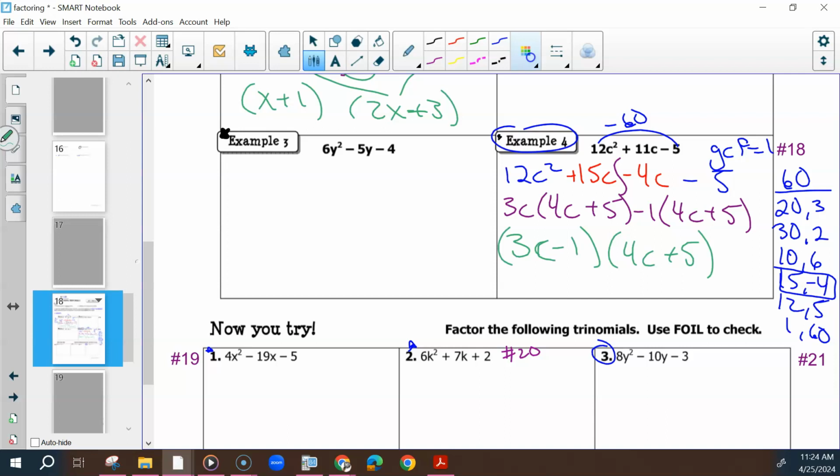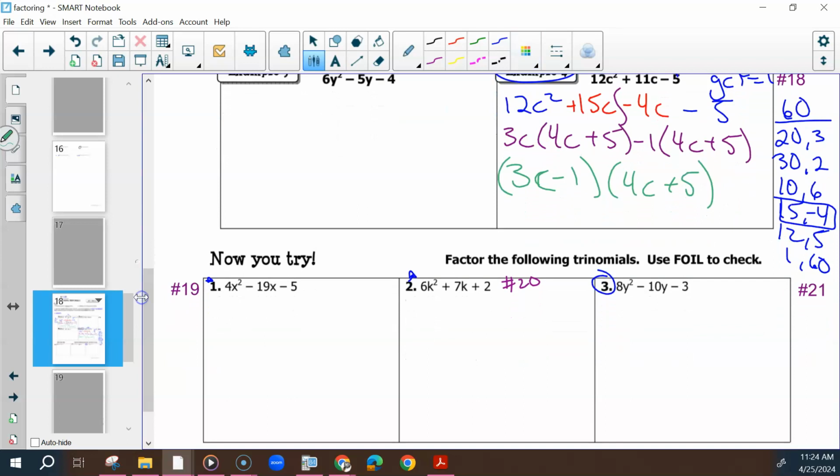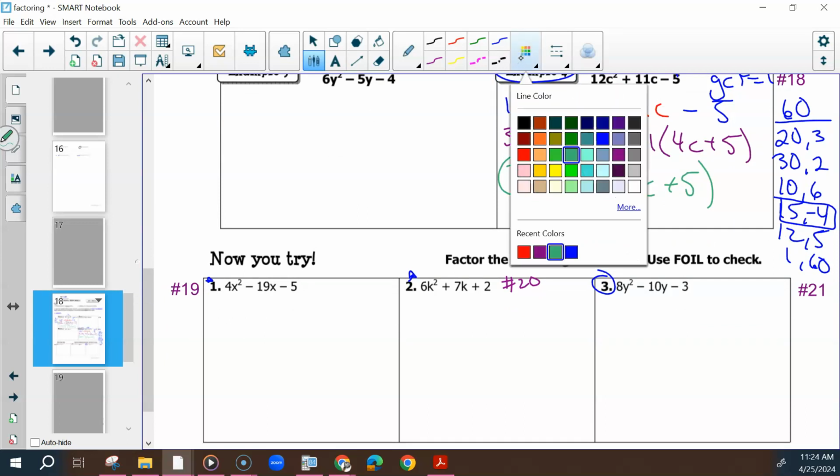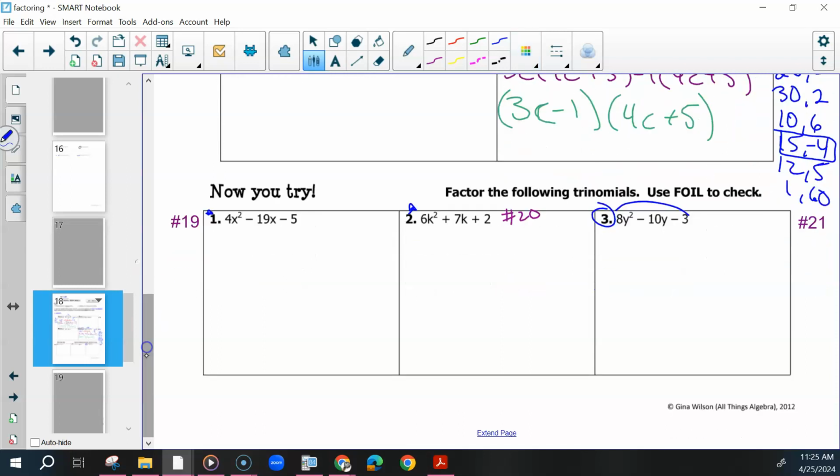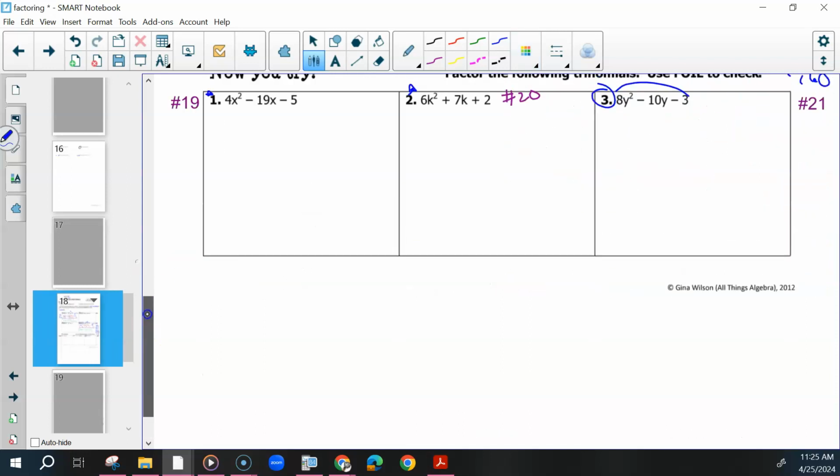Let's do the same thing for number 3. Does that one have a GCF? Something I could divide out of each? No. So then we're going to multiply 8 and negative 3. Negative 24.